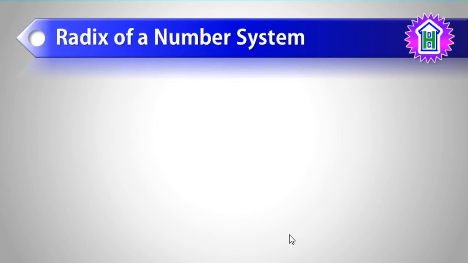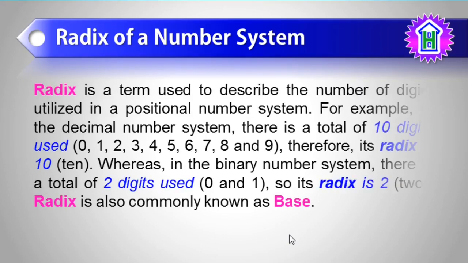So before we go to number systems, we must know what is radix of a number system. Radix is a term used to describe the number of digits utilized in a positional number system. For example, in the decimal number system, there is a total of 10 digits used, which is 0 to 9. Therefore, its radix is 10.